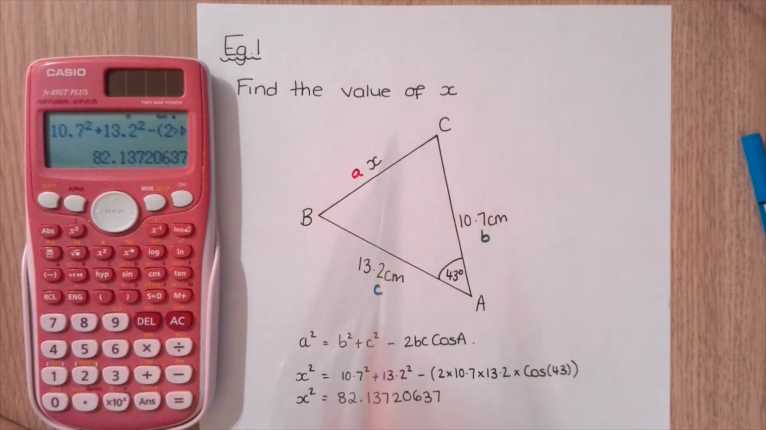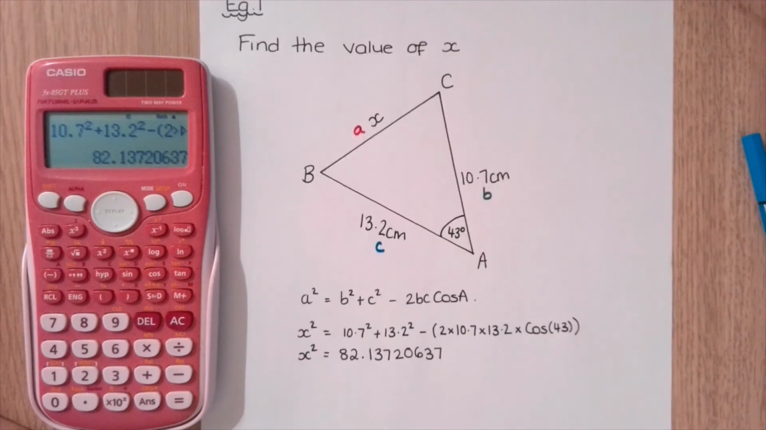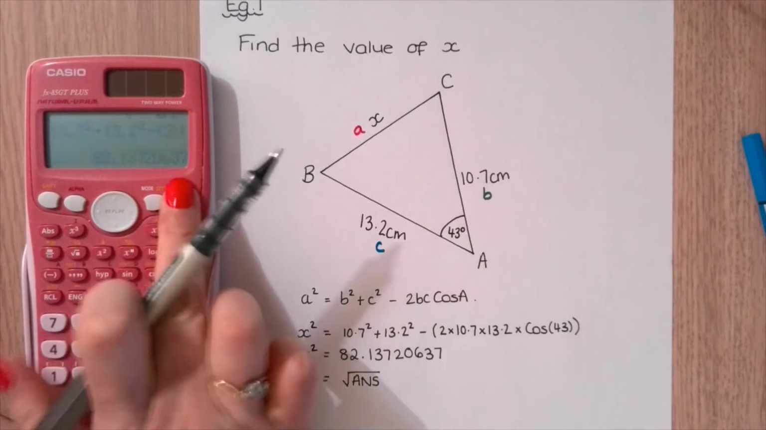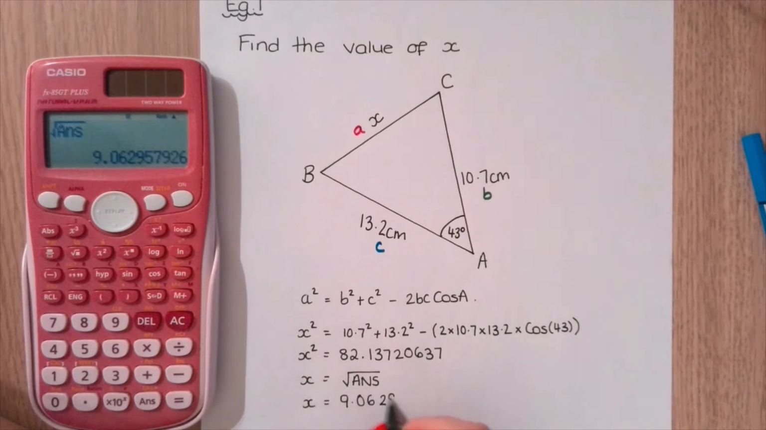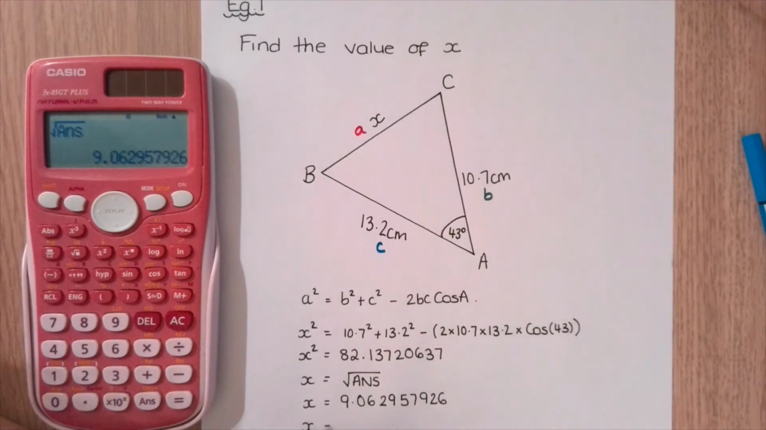I'm asked for x in the question. So to do this, I'm going to square root the previous answer that I have that's already on my calculator. So I'm going to square root that answer, which gets me 9.06295796. Just going to round that to 3 significant figures, not forgetting my units either.